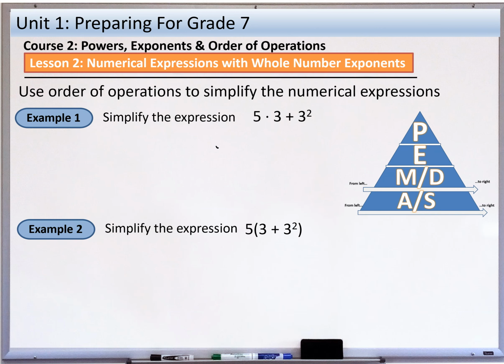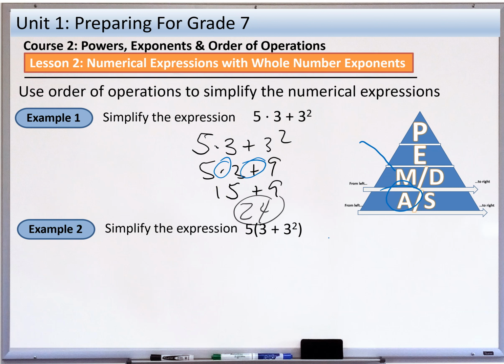So we're going to use order of operations to simplify the numerical expressions. So we have 5 times 3 plus 3 to the power of 2. I rewrote it. According to order of operations, we need to do our exponents first. So it'll be 5 times 3 plus 9. Now we have multiplication and addition left. So we do multiplication before we do addition. So we'll multiply 5 times 3, get 15. Then we add. Our answer is 24.